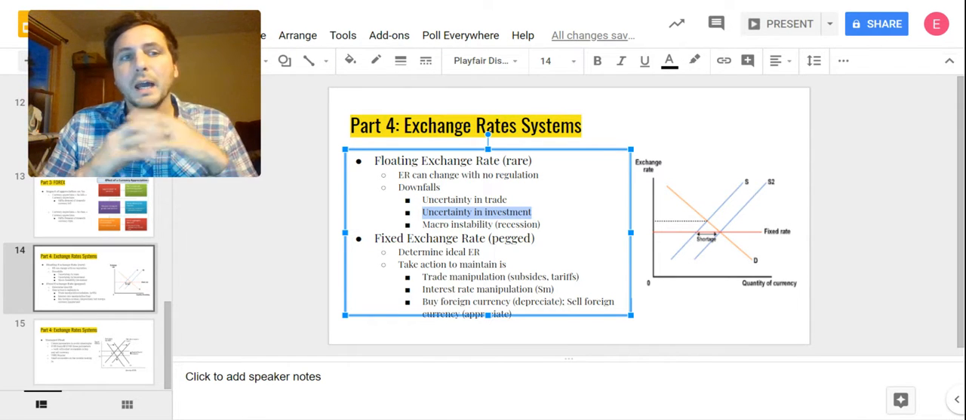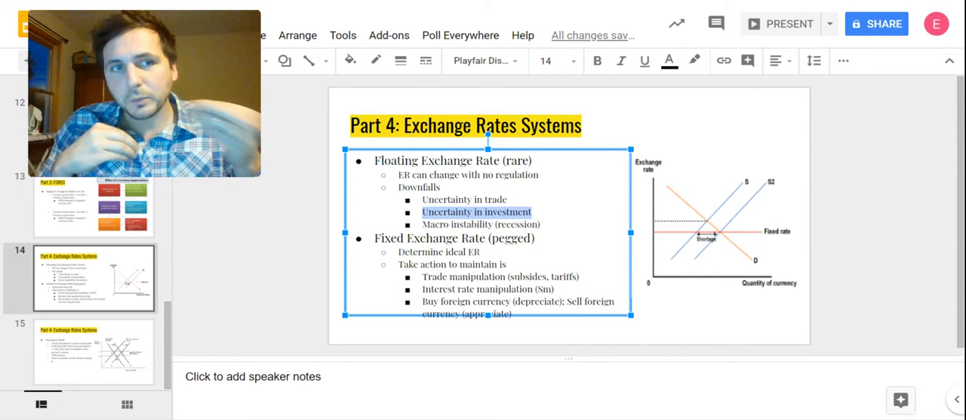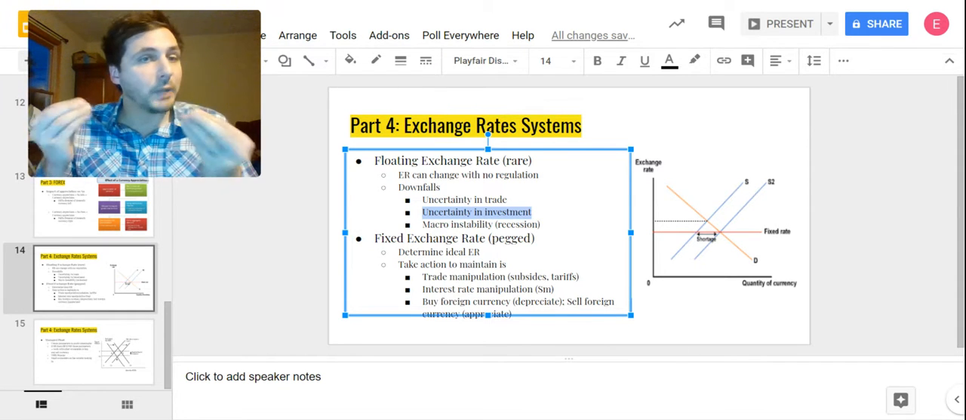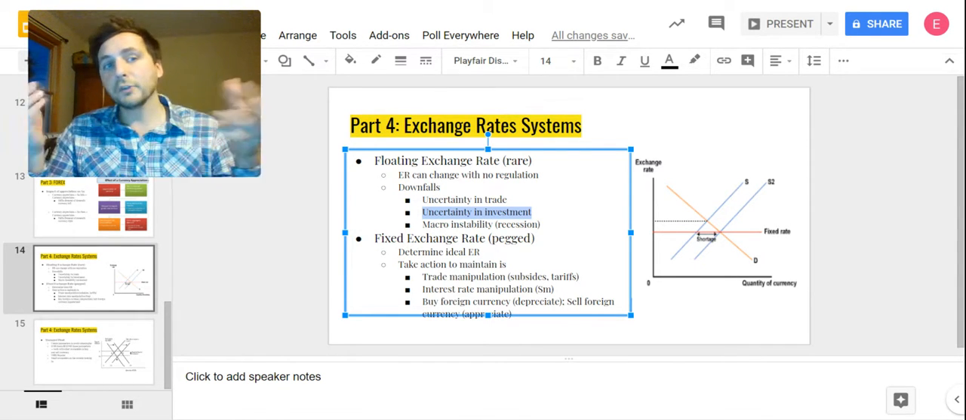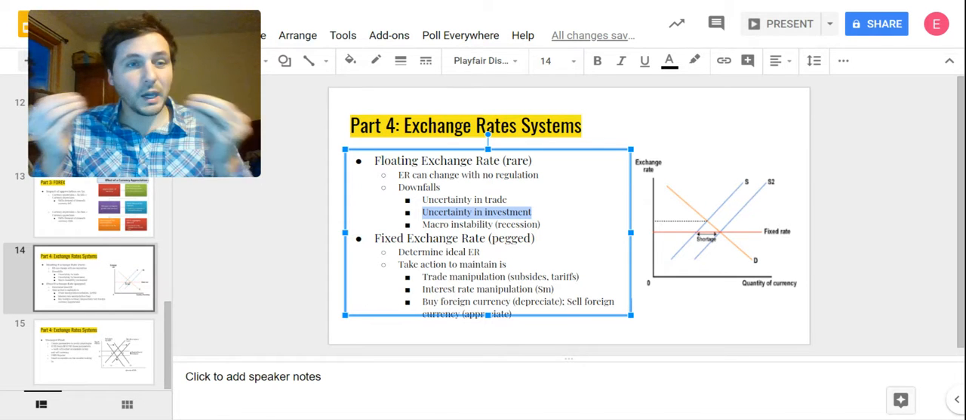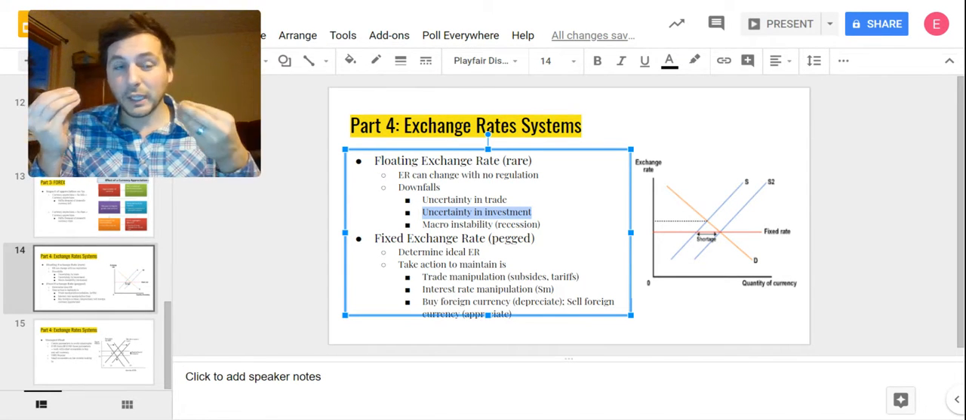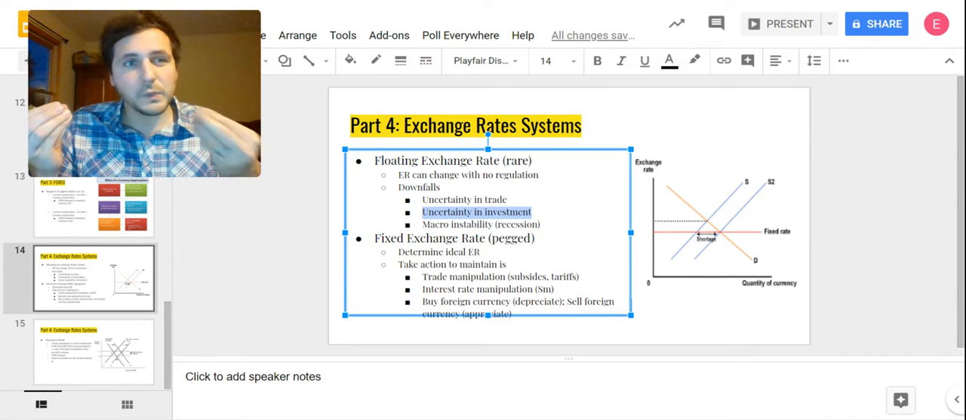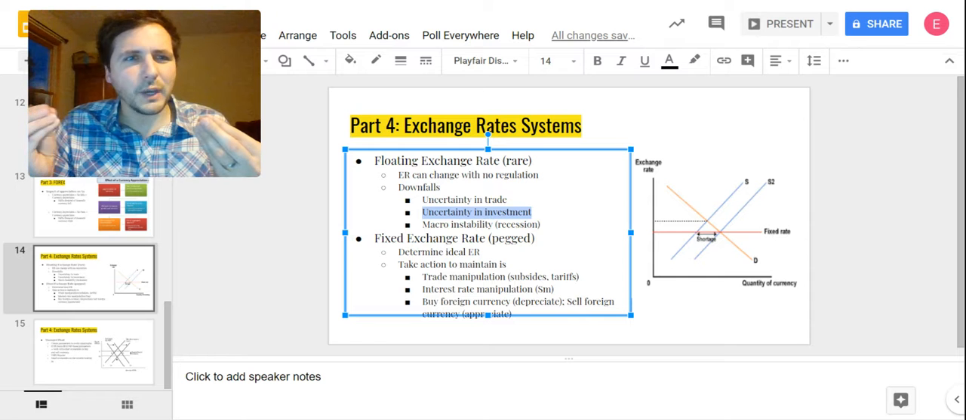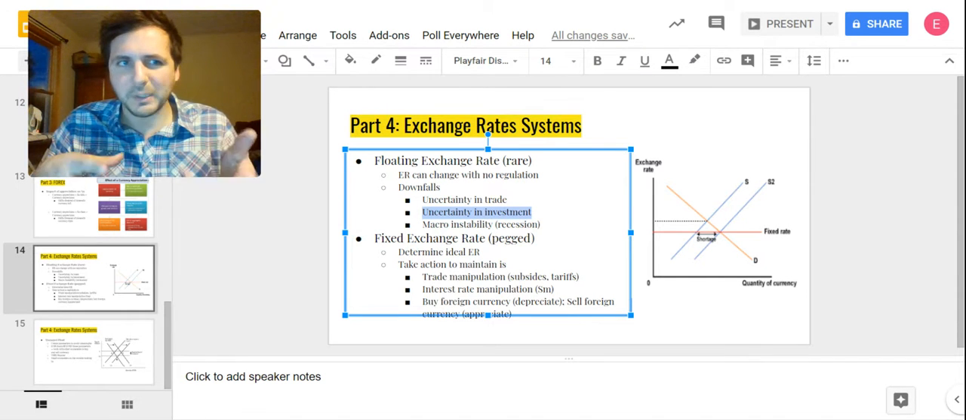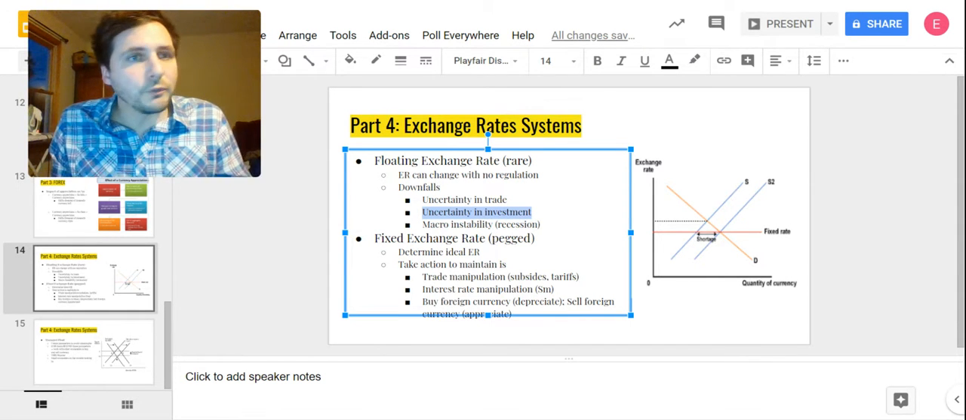Uncertainty in investment. If I'm investing in something expecting a certain return, the exchange rate can impact my return. I could be expecting $100 million, but because of an appreciation or depreciation of that currency, all of a sudden I'm looking at a whole lot less income than I was expecting. Again, why would I invest if I'm not guaranteed to actually get what I'm expecting to get? And so that falls apart.